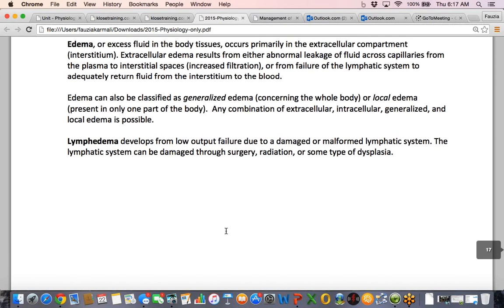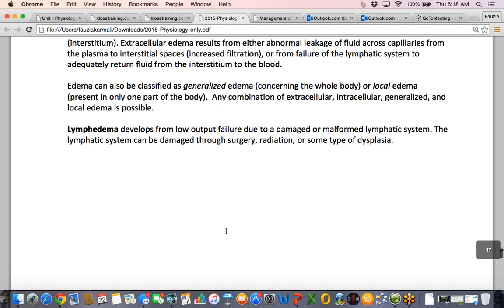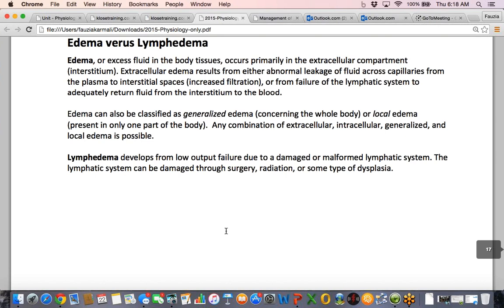And it's a pretty gray area. Sometimes we need to use our clinical reasoning to figure out which one it is. But typically, if they have more bilateral edema, or they've just had surgery and it's still post-op, then that's not lymphedema. That's edema that's going to resolve. Whereas lymphedema is a disease. It's more chronic, and it's not going to really go away because of the problem with the lymphatic system.